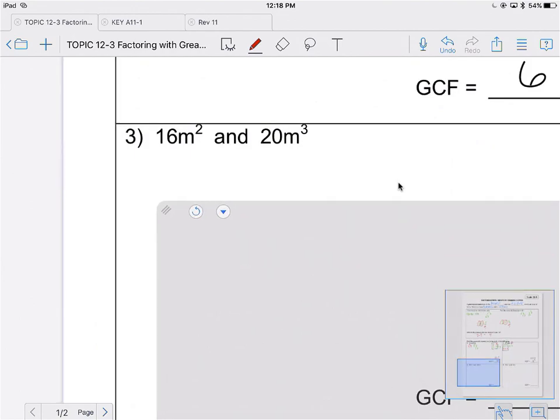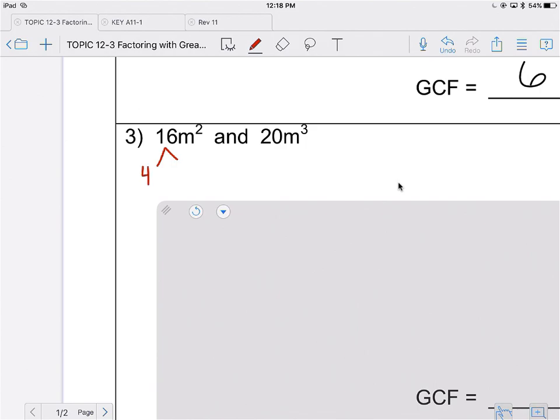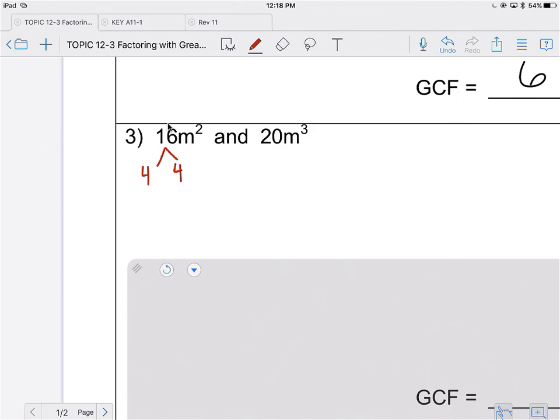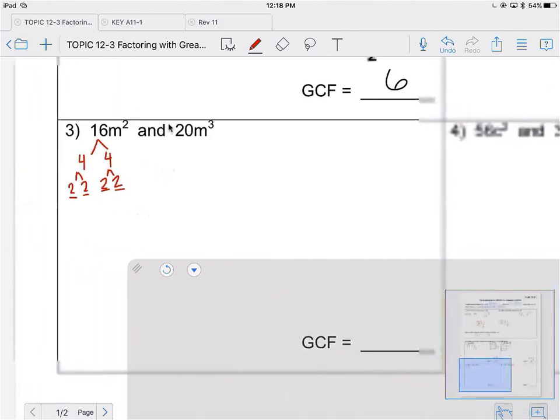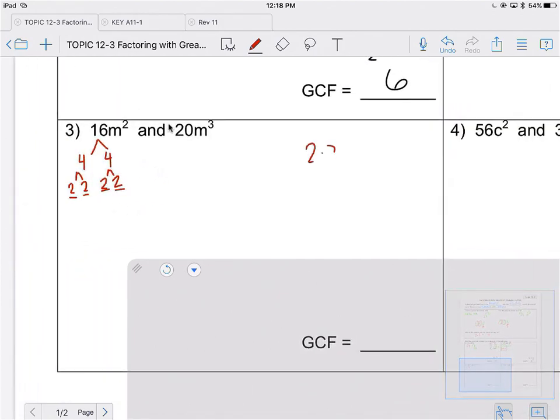So 3, we're dealing with letters and numbers. I'm going to deal with the numbers first. So 16 is 4 times 4. You could also say 2 times 8. It does not matter as long as the two numbers you pick multiply up to 16. 4 can be broken up into 2 and 2 and 2 and 2. My 2's are my end points. So 16 would be 2 times 2 times 2 times 2.